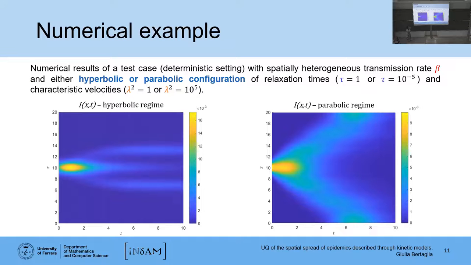So just to give you an example of the two regimes that we can simulate with this model, here I'm considering a very, very simple test case in a one-dimensional domain, in which there is an initial seed of infected people with a Gaussian distribution in the domain and a heterogeneous transmission rate beta, in a deterministic setting. In this plot, we are considering a hyperbolic regime of the scaling parameter. And in this other one on the right, we are considering a parabolic regime.